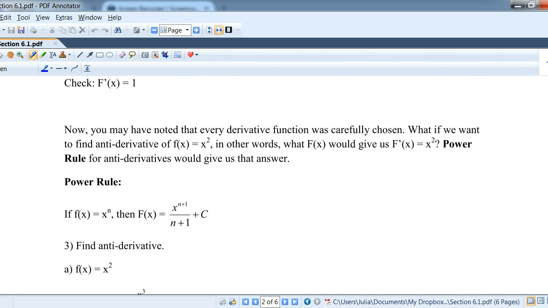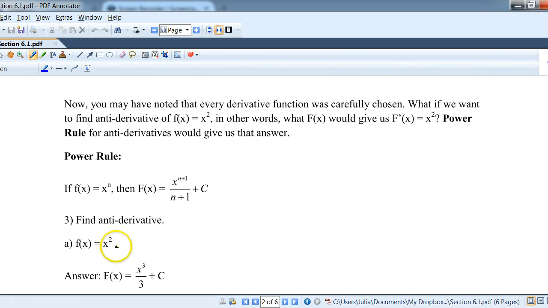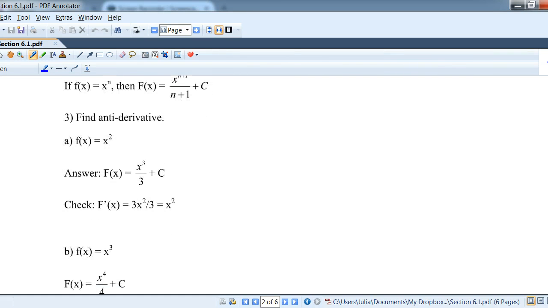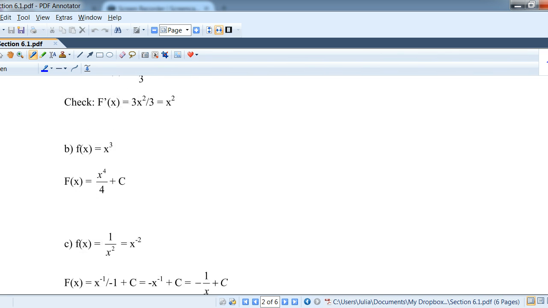So let's say if it's x squared, you can pause the video, but if we increase the 2 by 1, you'll get x to the 3rd, and then we divide by that number, over 3, plus a constant. And again, you can quickly check it. The derivative of x cubed is 3x squared, so the 3 will cancel with a 3, and you'll just get x squared as the answer. What if it's x cubed? Well, you'll note the antiderivative is x to the 4th over 4 plus a constant.